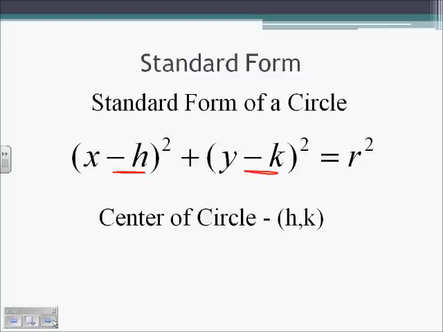So if we see (x − 8)² + (y − 7)², our center is going to be at positive 8, positive 7. We always take the opposite of what we see in the equation to make the center of our circle.